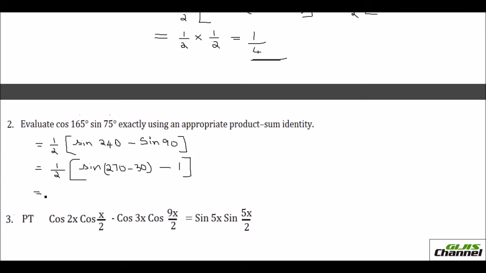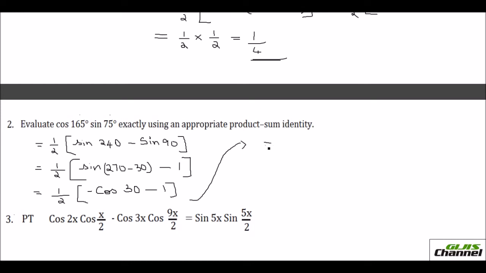So that implies half, since it is 270, it has to change, okay? So that becomes cos 30. And here, since it is sine 270 minus 30 is in the third quadrant, sign is negative. So I put a negative sign here. Minus 1 you have. So I continue this here.